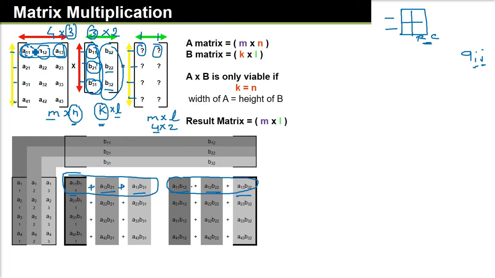Now you go to the second row. And now second row with the first column and the second column. Third row, first column, second column. Fourth row, first column, second column.